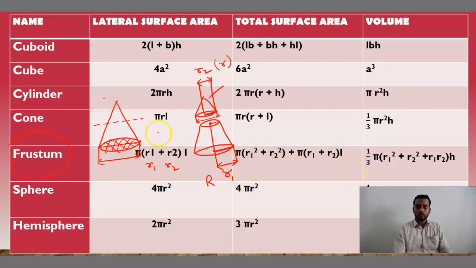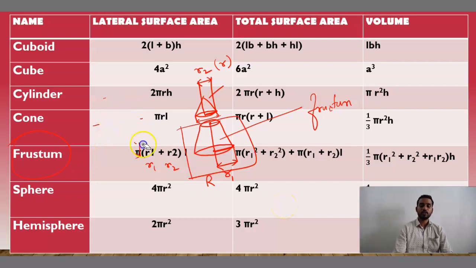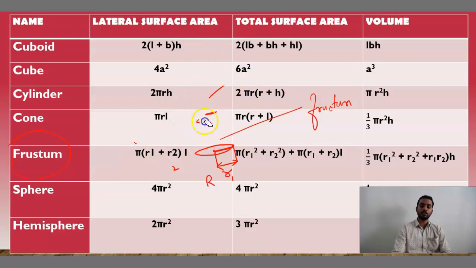Now what do you mean by frustum of a cone? If you cut the cone into two parts, the remaining part of the cone is known as the frustum of the cone. This trapezium, can you see the shape of a trapezium? This part is known as the frustum of a cone. Once you cut the cone into two parts, we get a smaller cone. Leave that smaller cone; the remaining part of the cone is known as the frustum of a cone.